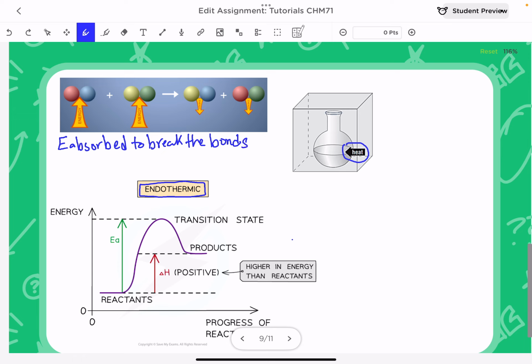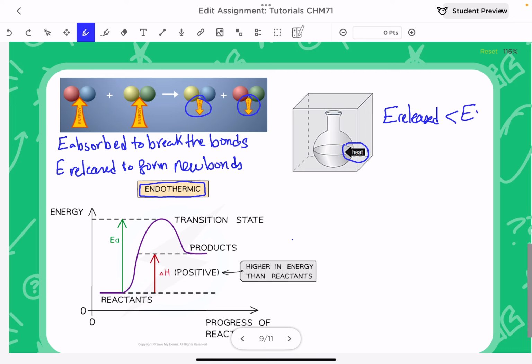So energy is absorbed to break the bonds, and again, energy is released to form new bonds, as you can see over here. However, in the endothermic case, the energy released is always less than the energy absorbed. So overall, we say that the system is endothermic because it absorbed more heat than it releases.